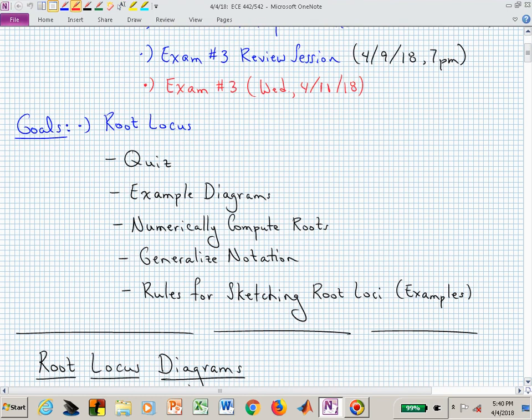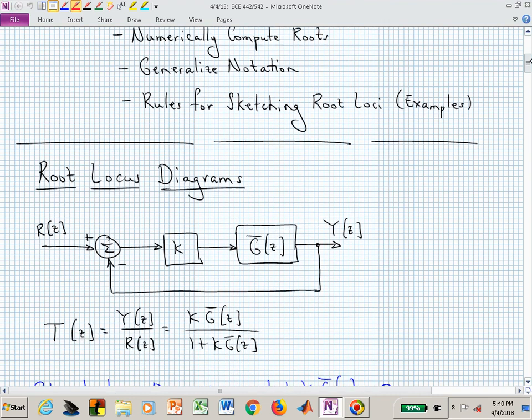Today what I want to do is really get into root loci, and I'm starting by trying to get you comfortable with some of the ideas or concepts that we are going to be talking about in the root locus, and that was via a quiz. And then we'll look at some example diagrams. We will numerically compute some roots, closed loop poles, and that will actually be marching through the root loci. And then we'll talk about generalizing the notation, and we'll get into sketching rules of the root loci.